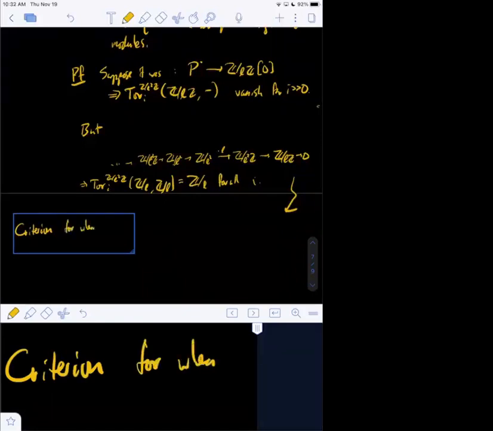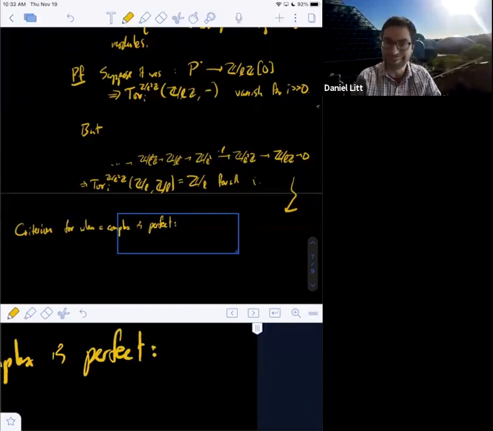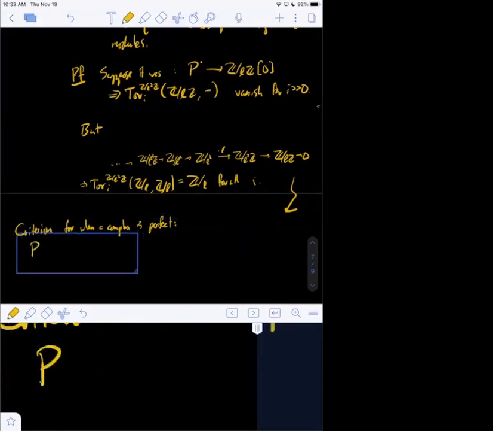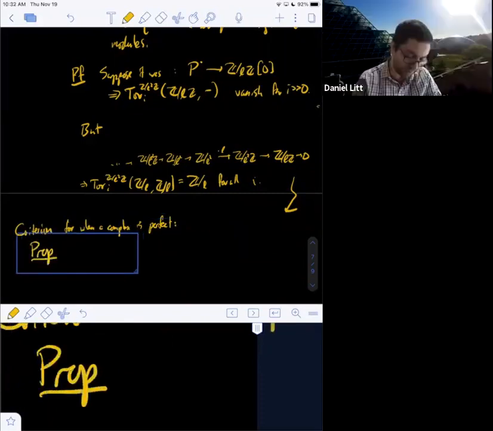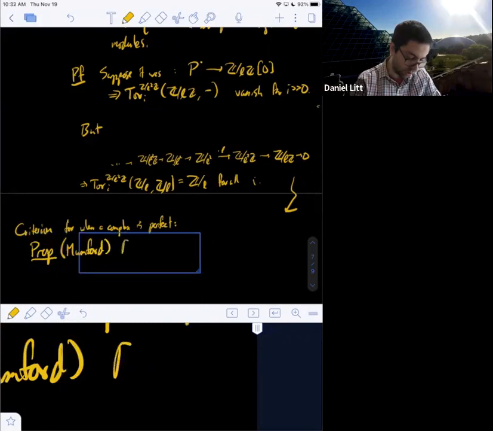Quick question, for these complexes concentrated in degree 0, so certainly not having finite projective dimension like this is necessary, but is it sufficient? Yeah, so we're about to see the criteria that will tell you the answer to that. So the proposition is as follows, and I think this is maybe due to Mumford. It is as follows. So R is a Noetherian local ring as before.